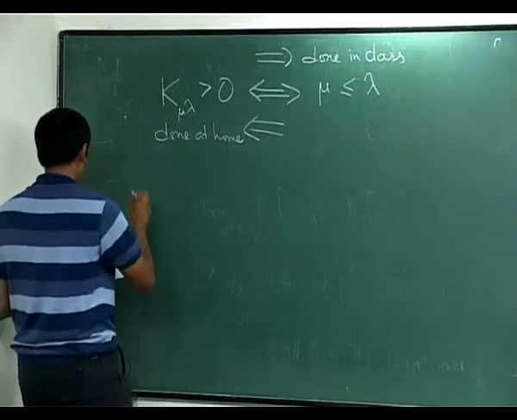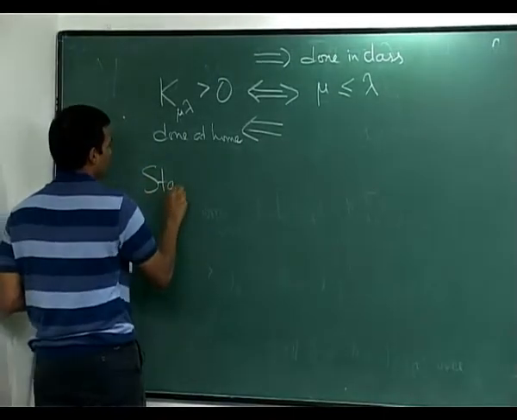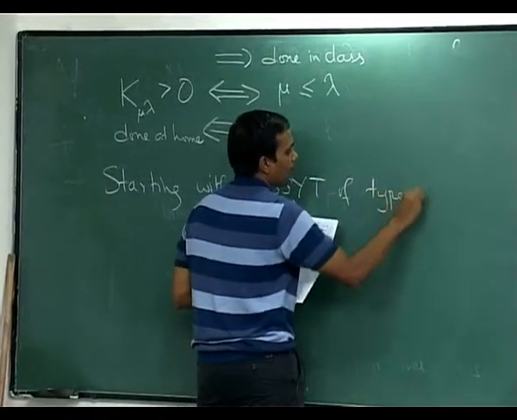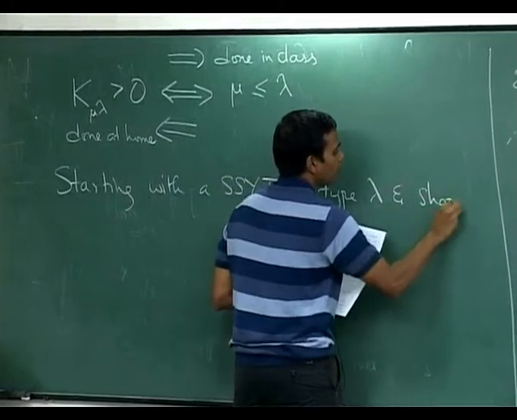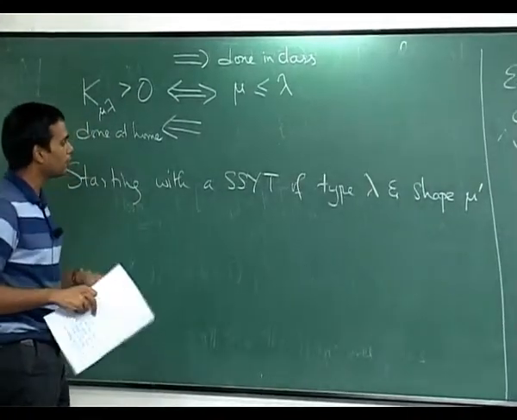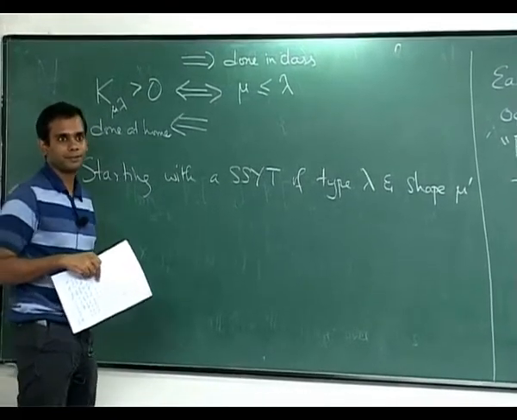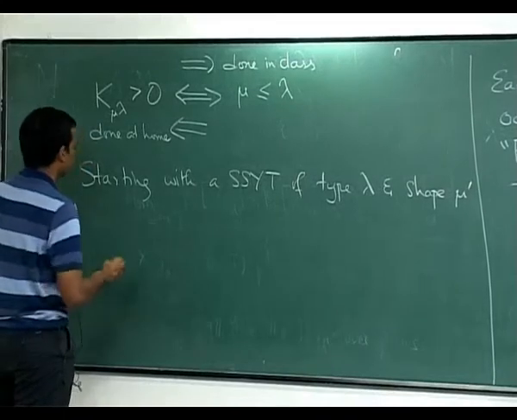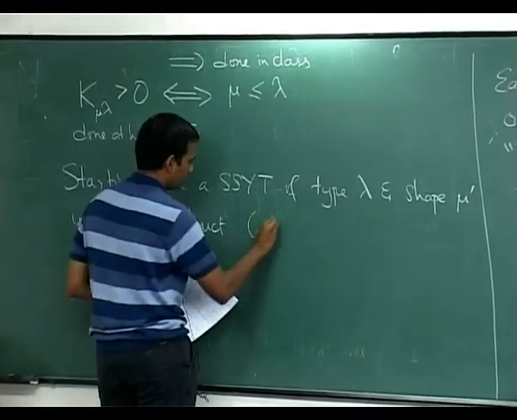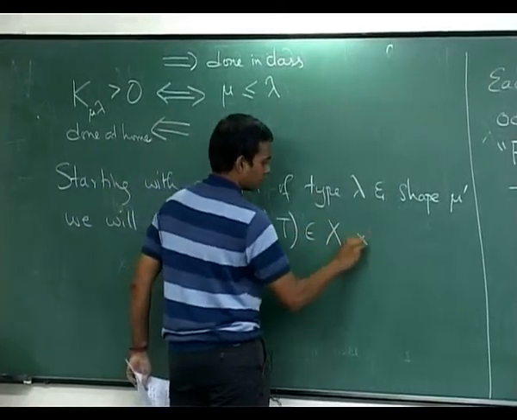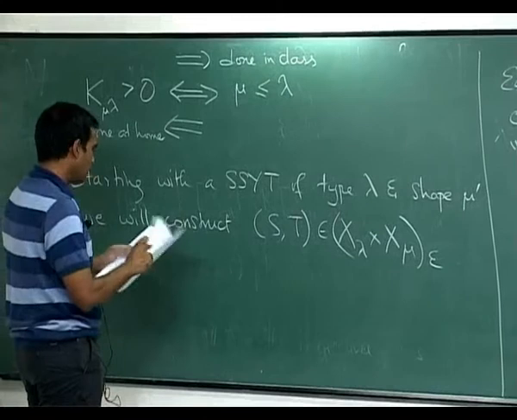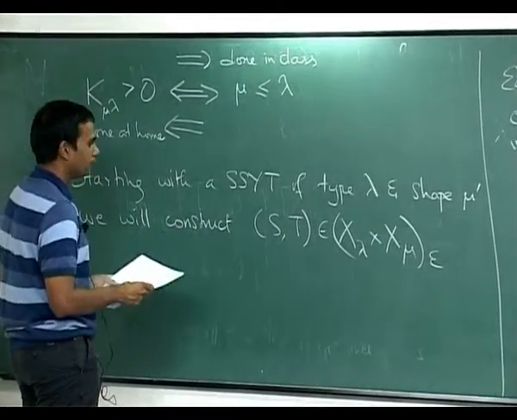Therefore, we can start with a semi-standard Young tableau of type lambda and shape mu prime. This means that mu prime is less than or equal to lambda. It is equivalent to mu prime being less than or equal to lambda, and then we will construct a transverse pair. This is an algorithmic proof. We'll construct a transverse pair S comma T. I'll just do it by example and leave you to fill in the details.